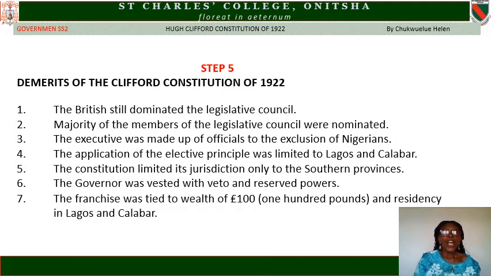Number 5. The Constitution limited its legislation and jurisdiction only to the southern provinces. Number 6. The governor was vested with veto and reserved powers. Number 7. The franchise was tied only to income earners of £100 per annum and residential qualification of 12 months, having lived in that particular area for 12 months.